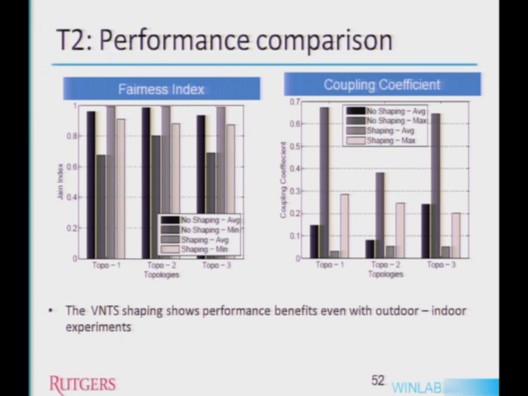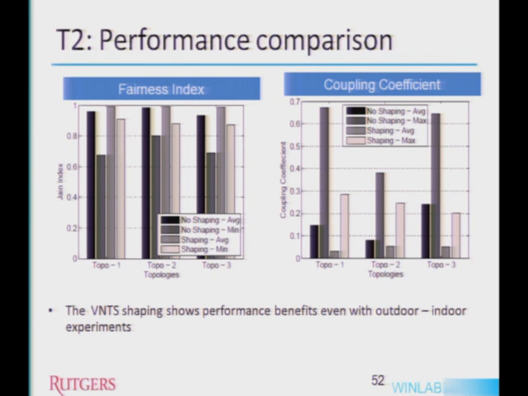So these are the two results. Let me explain one at a time. In this case, the first two bars are without our shaping mechanism. The second two bars are with our shaping mechanism. Topology 1, topology 2, topology 3. This is the average performance. This is the max, average, and so on and so forth.